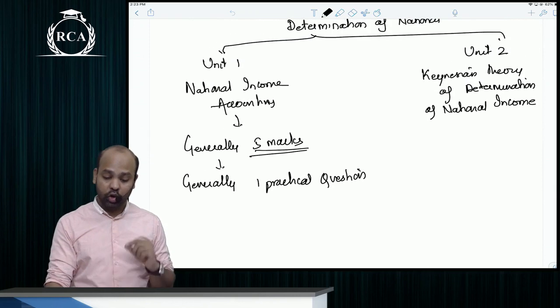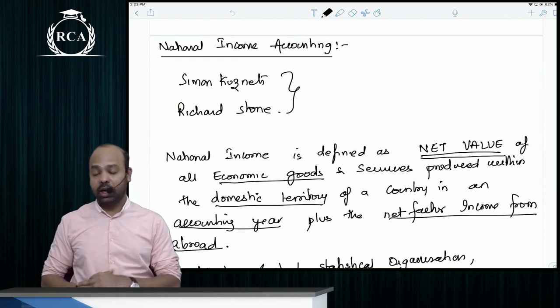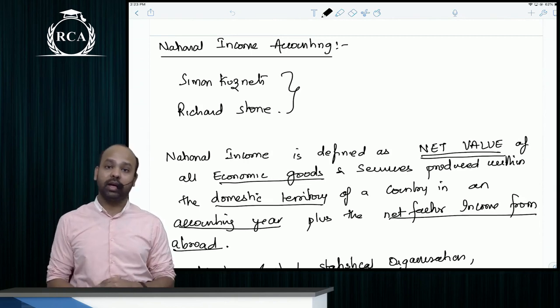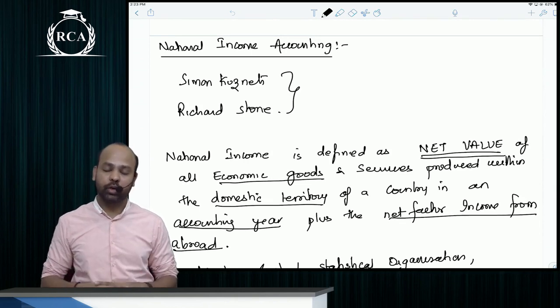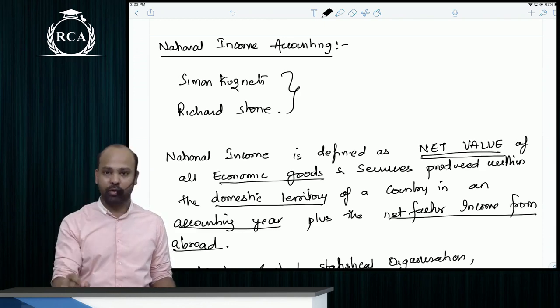I told you this national income accounting that we are going to do will fetch around 7 marks in the examination. Normally they ask a 3 marker or a 5 marker as a practical question, plus they also give one definition question or some factor. Scoring, you will have to get full marks in this chapter.